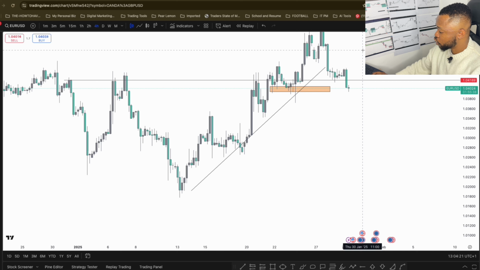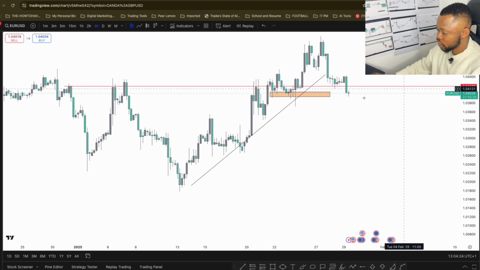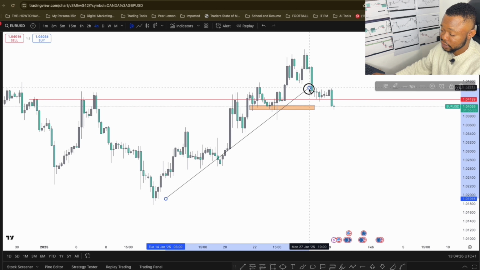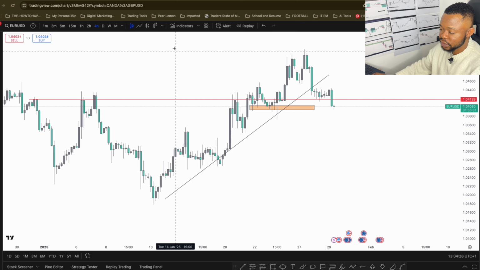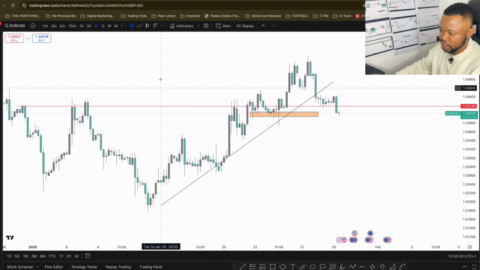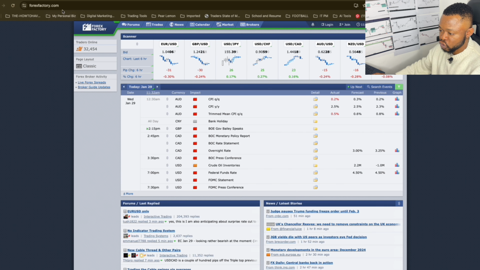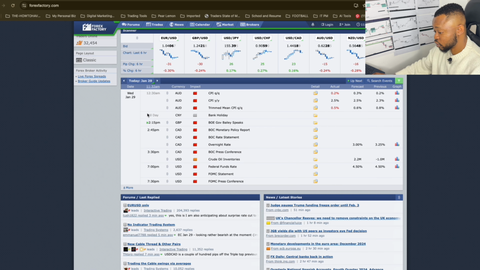So for your fundamental analysis as a trader, you need to understand some of this fundamental analysis. And for you to get proper documentation on your fundamental analysis, you need a website called ForexFactory.com. On ForexFactory.com, you can see we have 32,000 traders currently online looking for setups in the market to buy or to sell short.